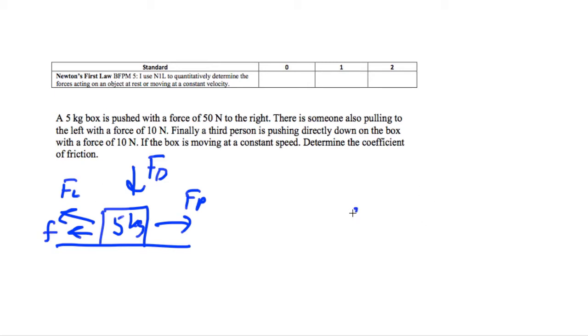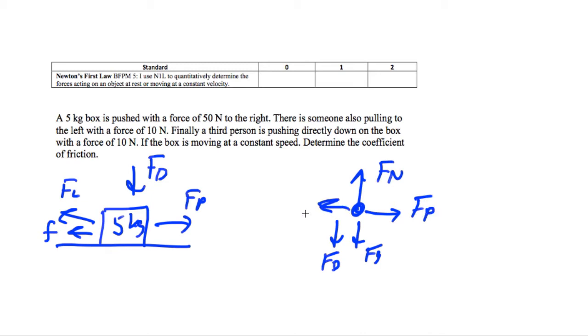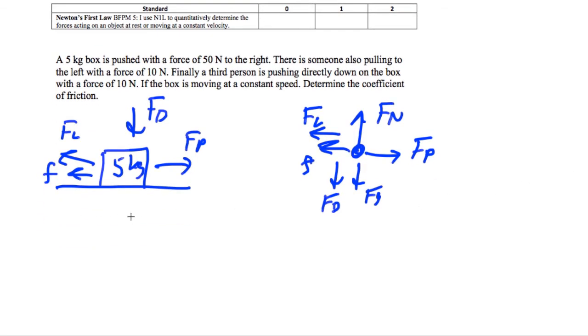So let's go ahead and now draw the free body diagram. So we're going to have normal, we're going to have weight, we're going to have the downward force. We're going to have the pushing force, friction, and the force to the left. Now we can go ahead and set up our equations. And our goal is to get this coefficient of friction, which right now doesn't look like we can do it, so let's just take it a step at a time and see where we go.